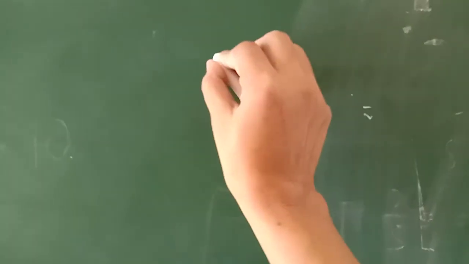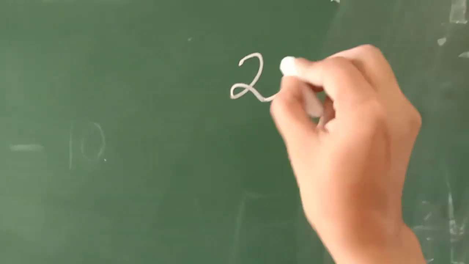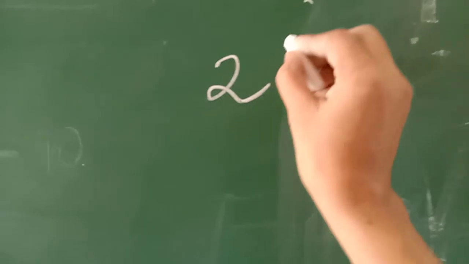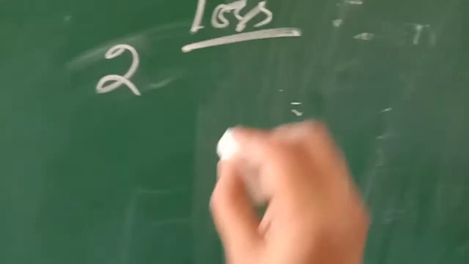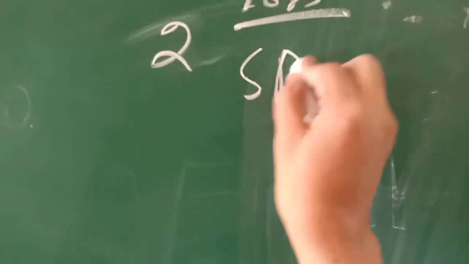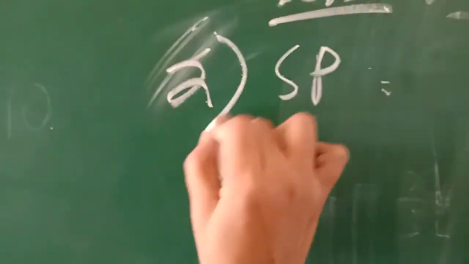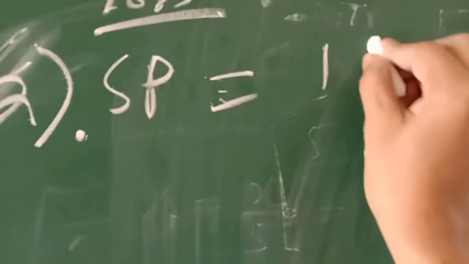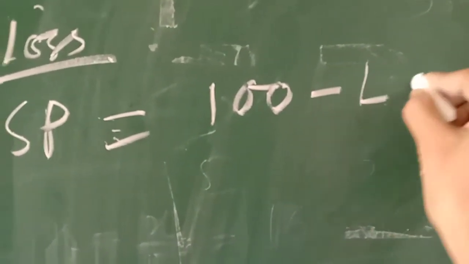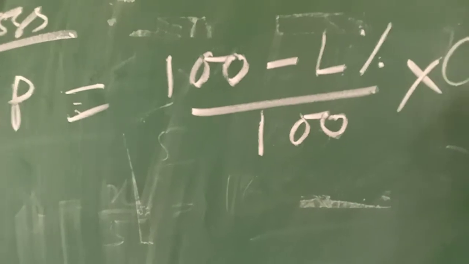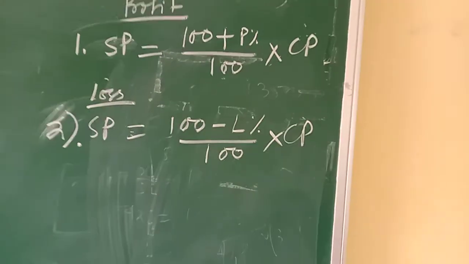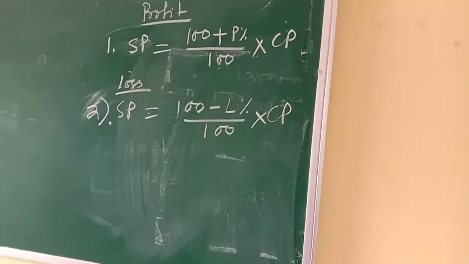Understood? In case of loss, how do you find the selling price? Selling price is equal to 100 minus loss percent, divided by 100, into CP. This is your second formula.